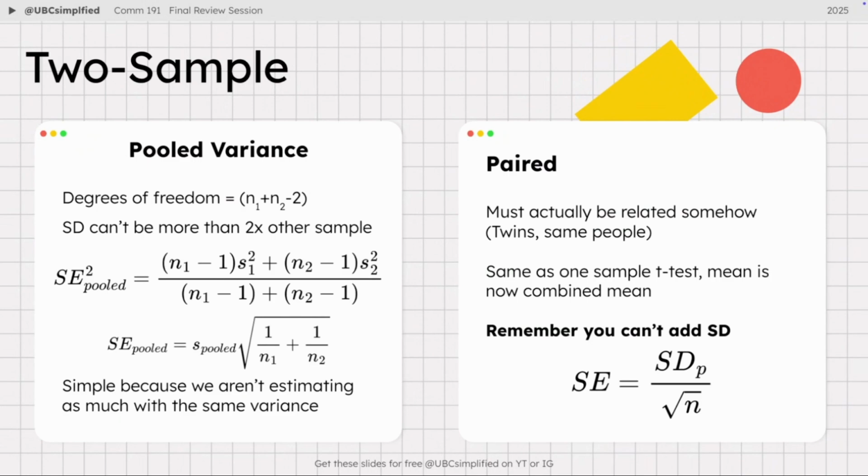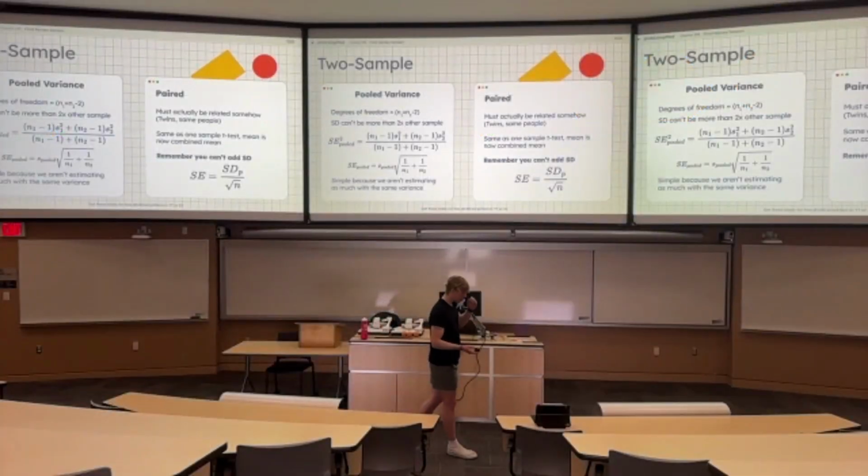So moving on to paired t-test. This is when your data must actually be related somehow. So if it's like the same people you survey now and then 10 years later, even twins, or one company compared to different ones, then basically all you have to do is get the combined standard deviation for those pairs.